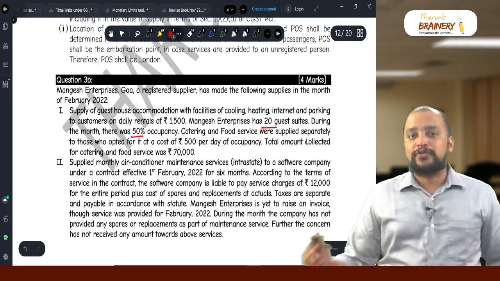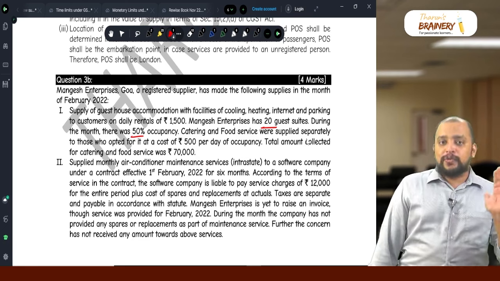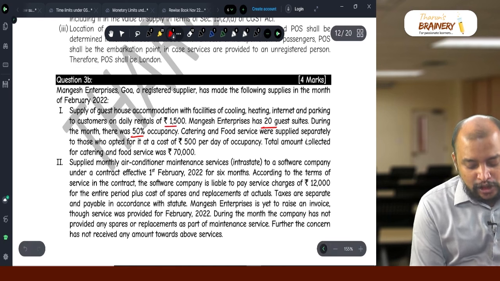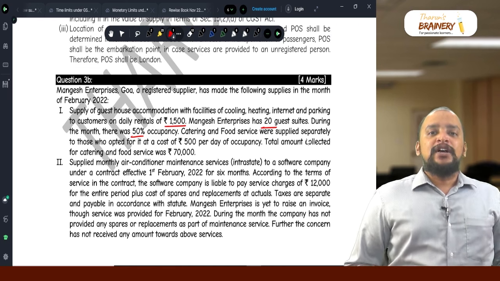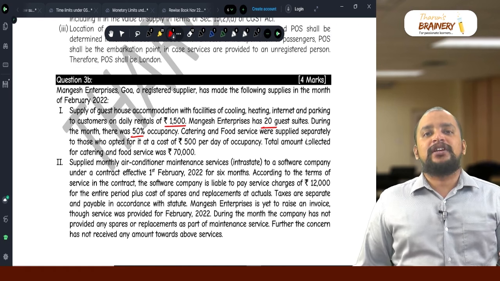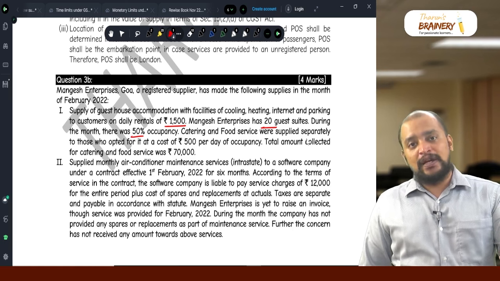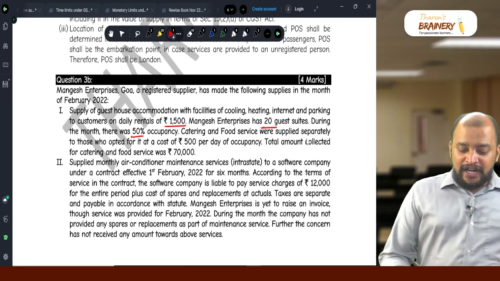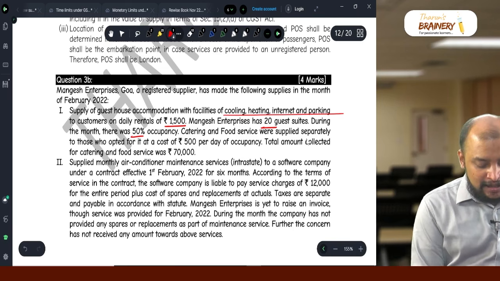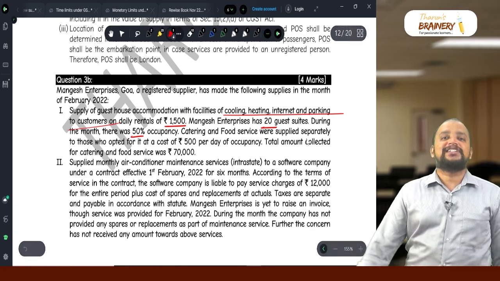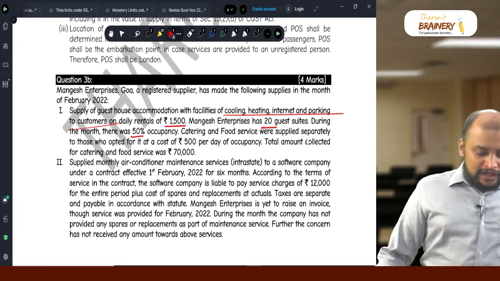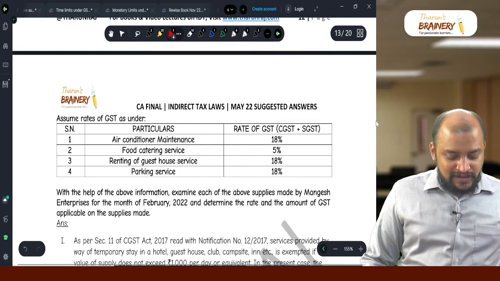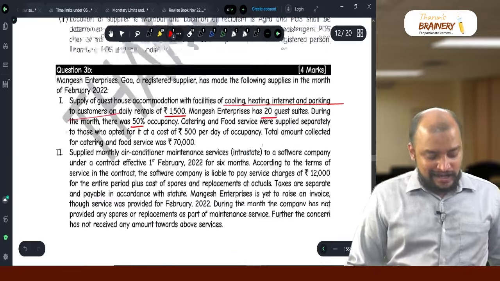So 28 days, each day 50% occupancy. How many guest suites? 20 guest suites. So 28 into 20 into 50%. And for each room they are charging 1,500, more than 1,000 rupees, which means it is taxable. Temporary accommodation per day more than 1,000 will be taxable, entirely taxable. So 1,500 will be taxable. And they are providing facilities like cooling, heating, internet and parking. All these will come under composite supply, naturally bundled. So therefore we need to take the rate applicable to accommodation. So that is renting of guest house service, 18% only will be taken in this case.